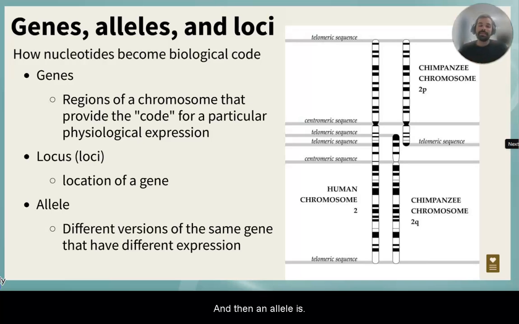And then an allele is, we have different versions of those genes. So it may be coding for a similar sort of expression, but just a different variation of the proteins, variation of the overall outcome, and slightly different functions of that same overall gene. So variance on the word, so to speak.